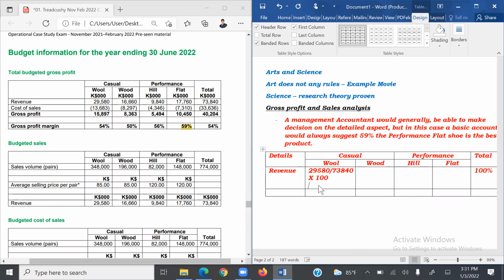Sir, 40 point... It's somewhere around 40%. I'll go with 40%. Excellent. Thank you very much. So similarly, students, can we start doing the calculation for the wool company as well?